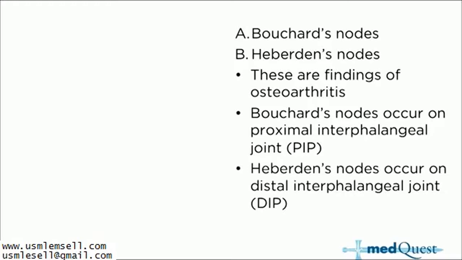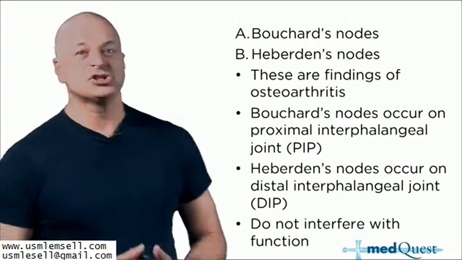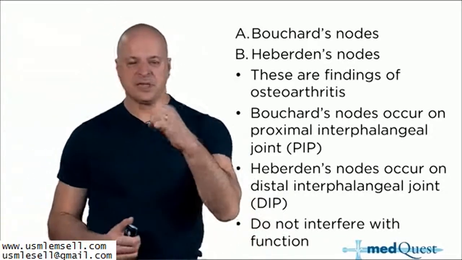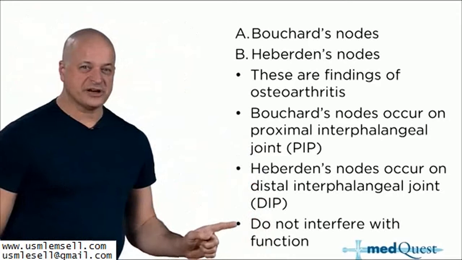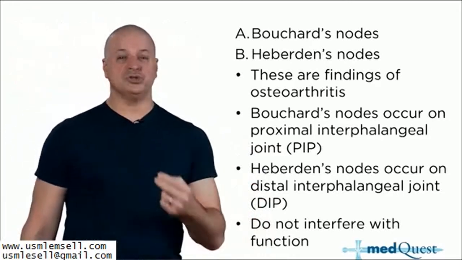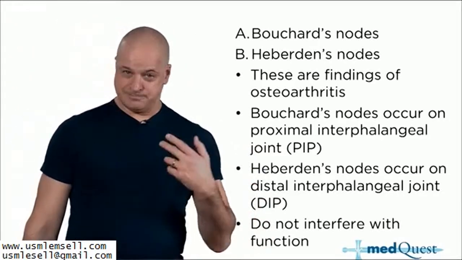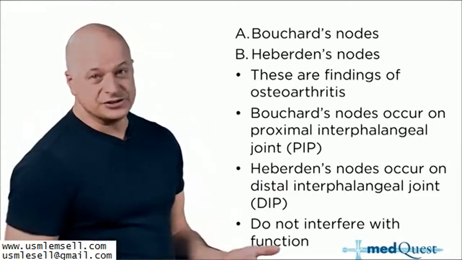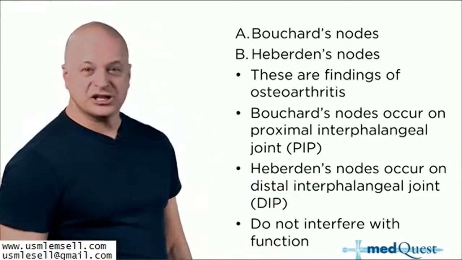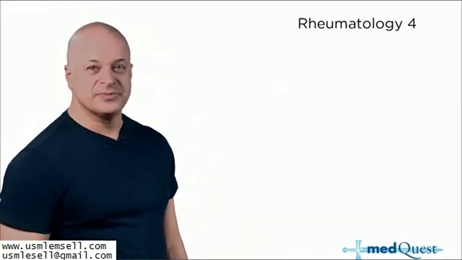They are just osteophytes. They don't interfere with functioning. Bouchard's is more proximal and Heberden's is more distal. But since they don't interfere with functioning, you don't have to do anything about them because they're not changing the functioning of the hands. Bouchard's proximal, Heberden's distal.